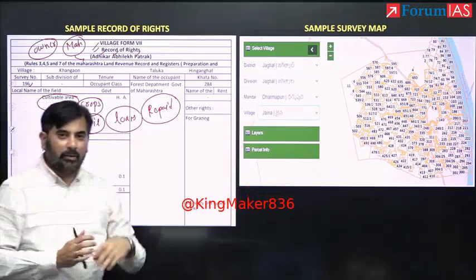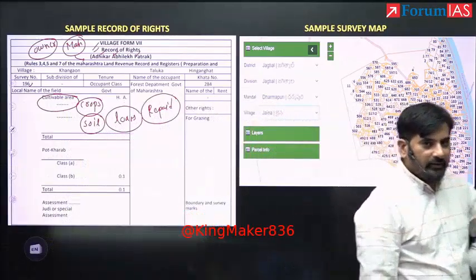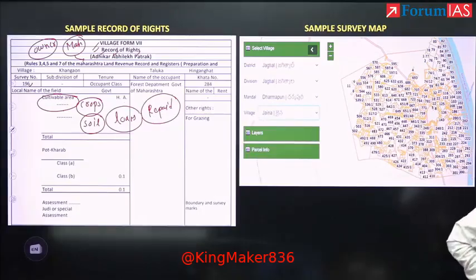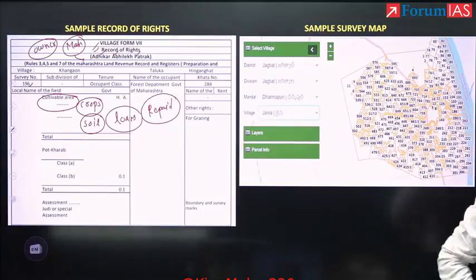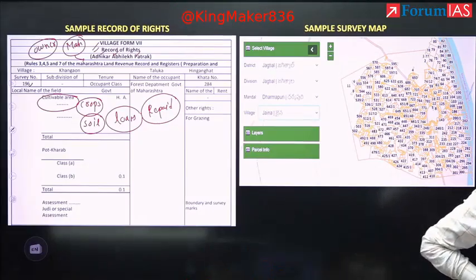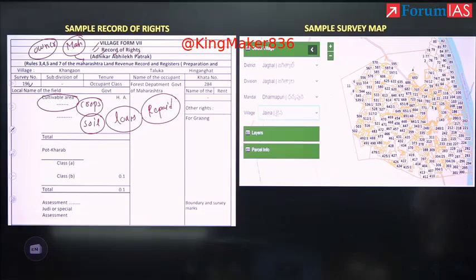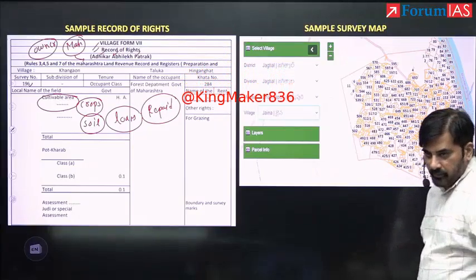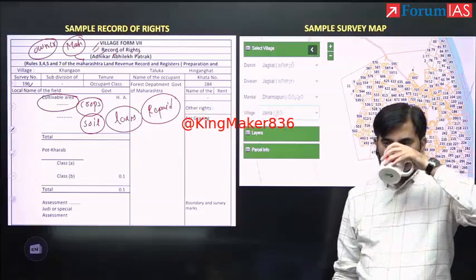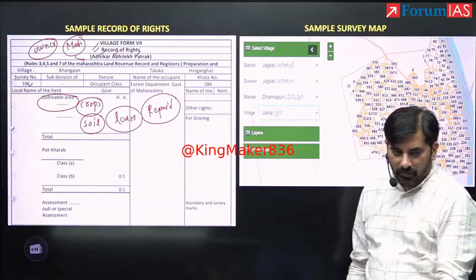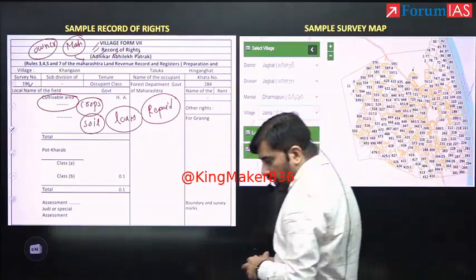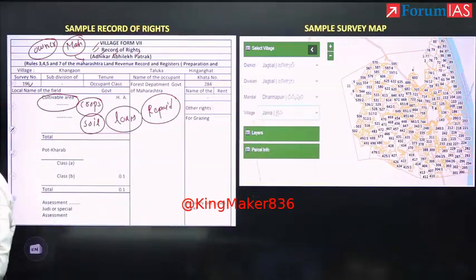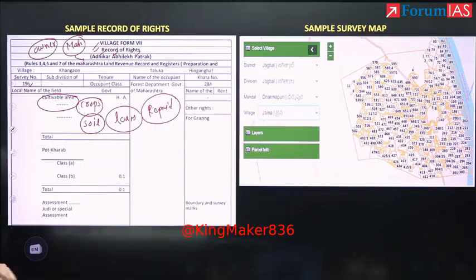So write, number one, record of rights. Put a hyphen and write: contains the details of the land, such as the owner, type of land, crops grown, nature of soil, loans taken, etc.